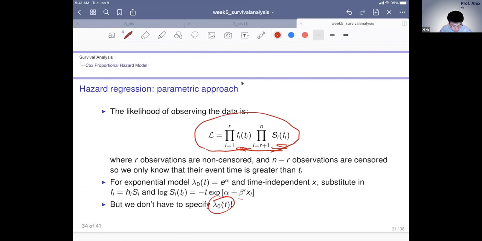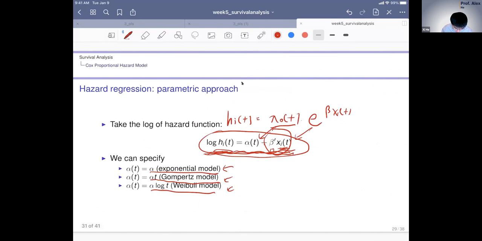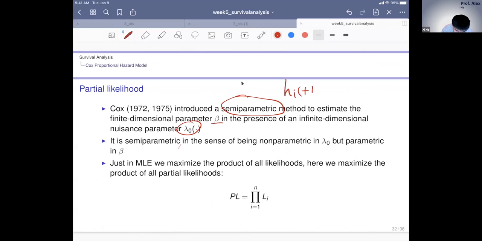So then there is another approach where you don't specify lambda at all, okay? And that's what we call a semi-parametric approach, because you still keep the part about beta. However, you eliminate the lambda. So lambda can be anything, okay? The only thing we need is that we still keep this proportional form, that the h of x, h(t|x), equals lambda_0(t) times e to the beta x. Okay, that's the only thing we need. And this lambda can be anything.